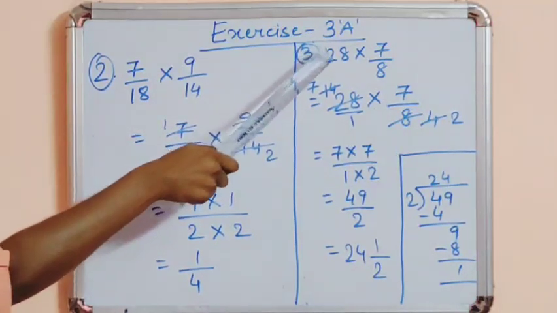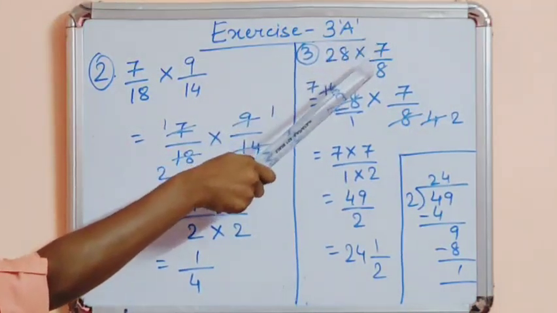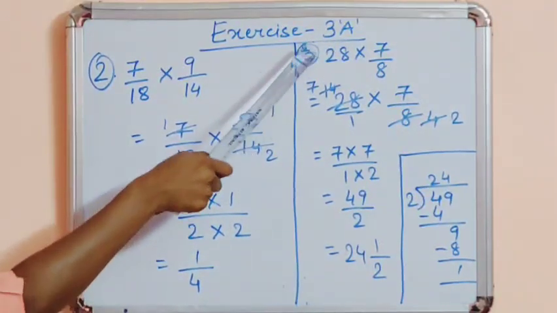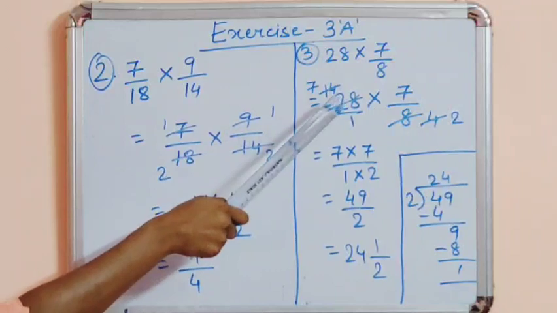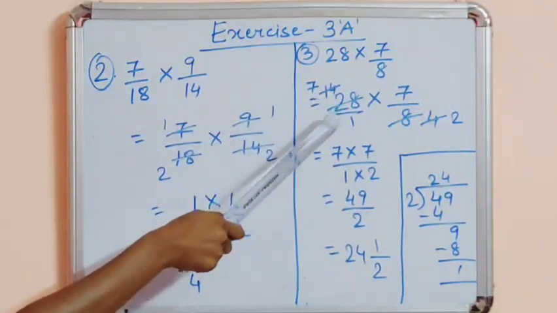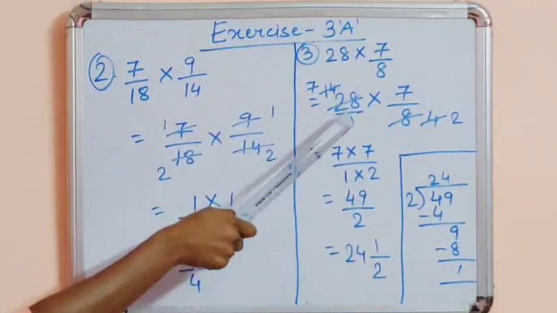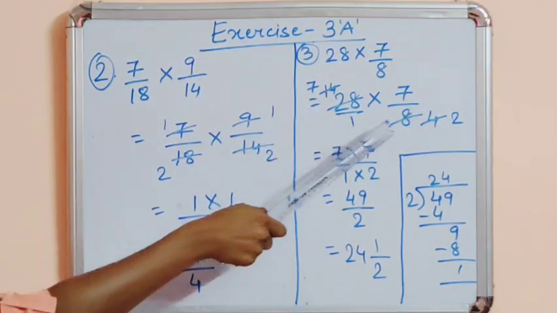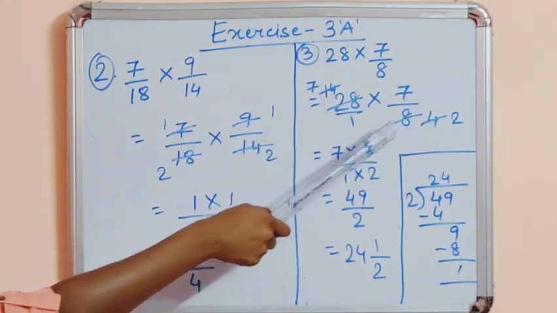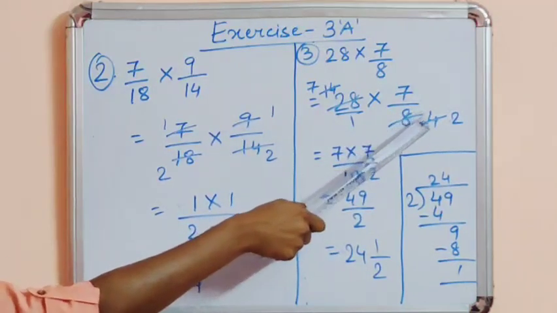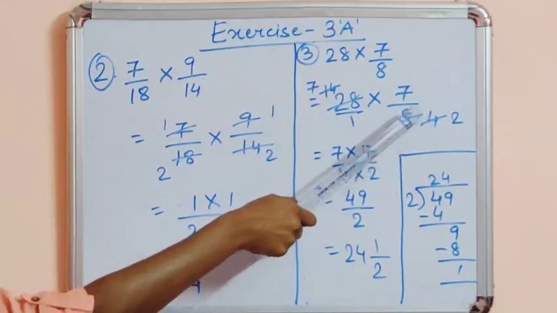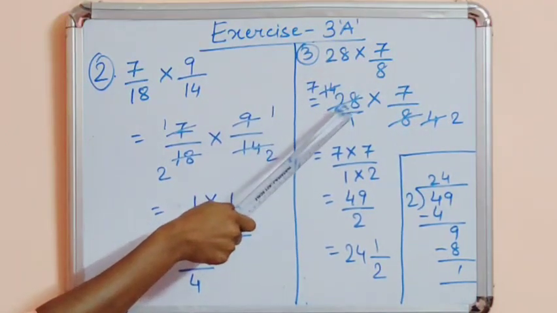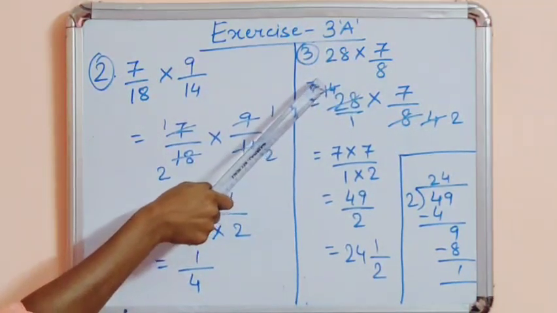Number 3. 28 into 7 by 8. Since 28 here is a whole number, we can write this in the form of fraction like this. 28 by 1 into 7 by 8. If you see 8 and 28, they are both divisible by 2. So if you cancel 8, you can write 4 because 2 4s are 8. And 2 14s are 28. So you cancel 28 and write 14.